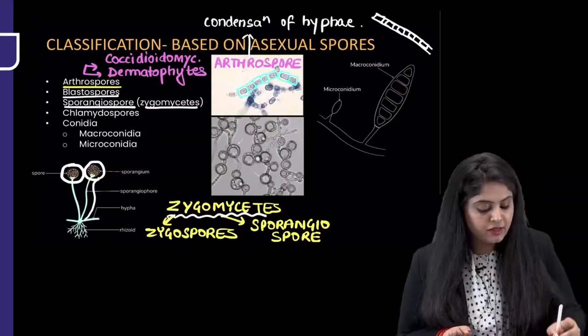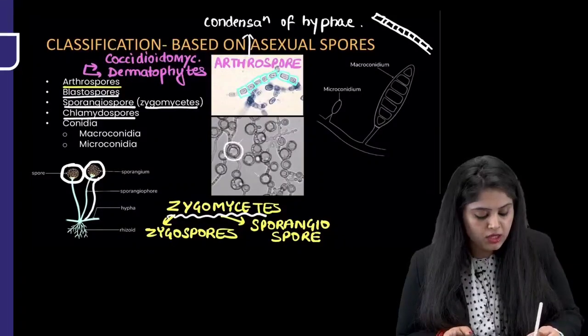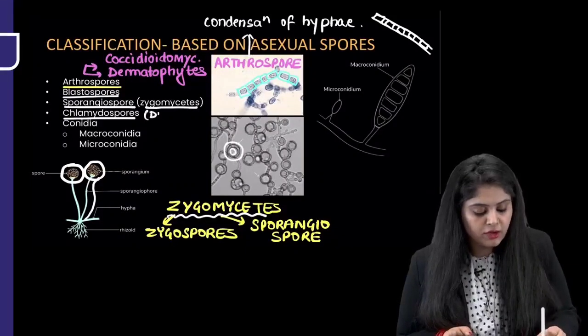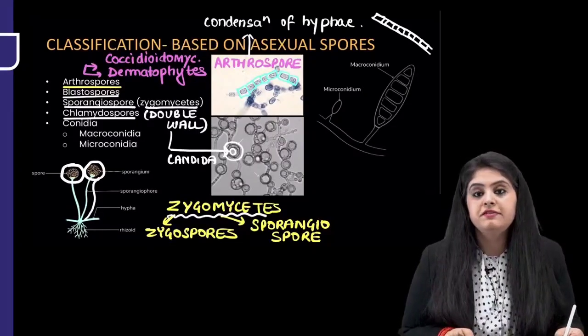Other than that, there is something called C for C, chlamydospores. Can you see these spores with a double wall? That is how you identify the double-walled spores. They are seen in C for C. When I say C for C, we mean Candida. So remember, chlamydospores are seen in candidial infection.